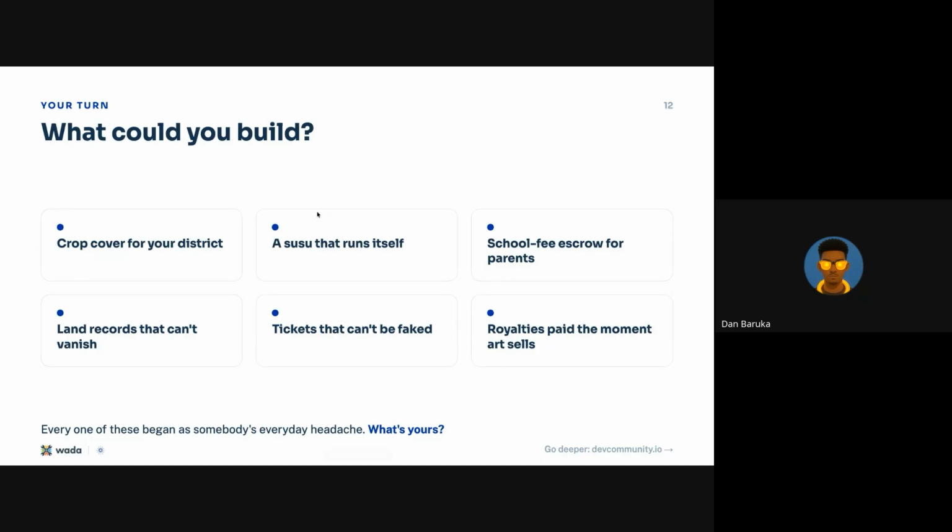So, what could you build with the smart contract? We had a lot of examples, but I chose just some of them. Cover for your district. For example, Isuzu, which we've talked about. Isuzu that runs itself, so it doesn't need middlemen. School fee escrow for parents.